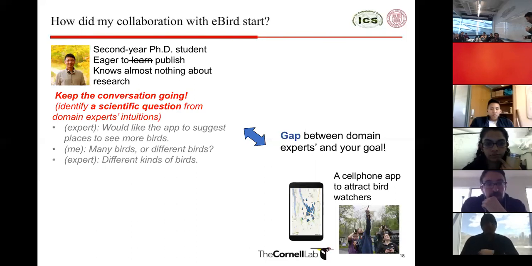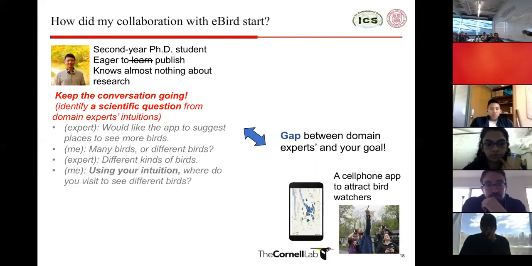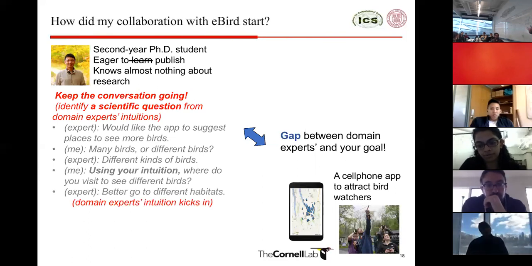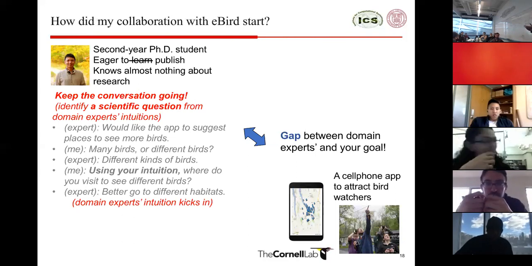Then they told me that they want a cell phone app that can recommend locations to see different kinds of birds. And then I asked him, where do you think you would go to see different kinds of birds? This is a question that asks domain experts, with their intuitions, what the best action to take is. And then the expert told me that it's always good to try different habitats. If they want to see different kinds of species, they would visit different kinds of habitats.